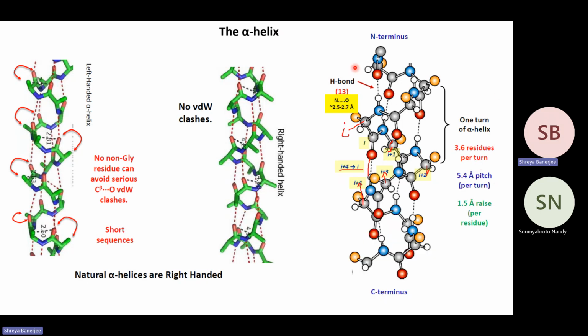Now, in one turn of the helix, it was found to have 3.6 residues, and per turn of the helix, the alpha helix is rising by 5.4 angstrom. That is called the pitch of the helix.